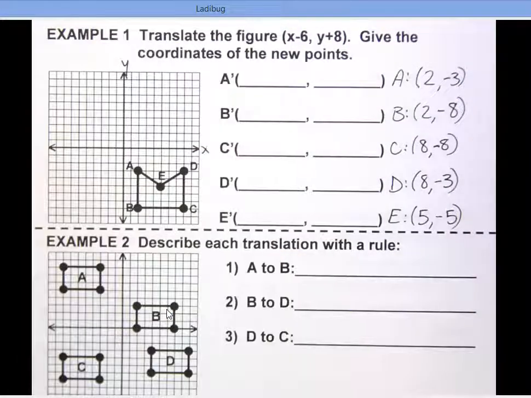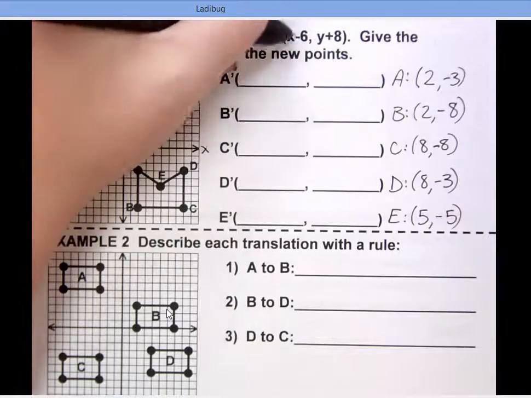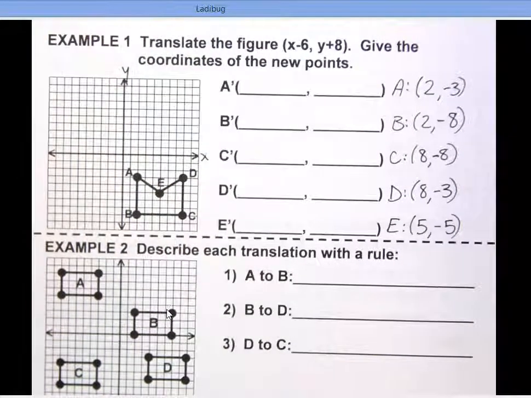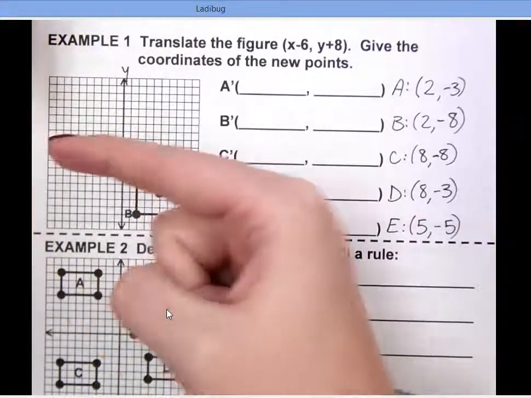Alright, so now we have our original points and we just need to change them. So there's a couple of options. You can either count from the point. So I'll show you two ways. We'll start with counting from the point. You want to subtract 6 from the x values. So you want to go 6 to the left because this way is negative if you go this way.